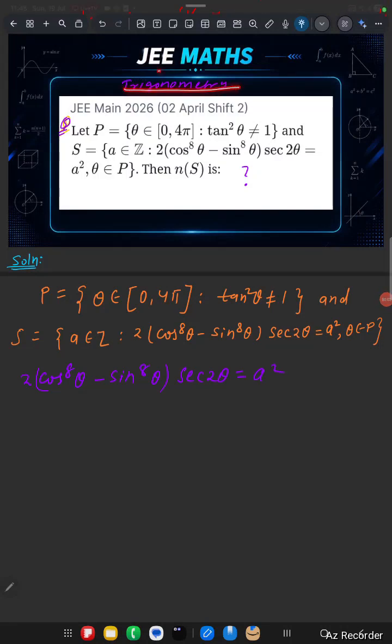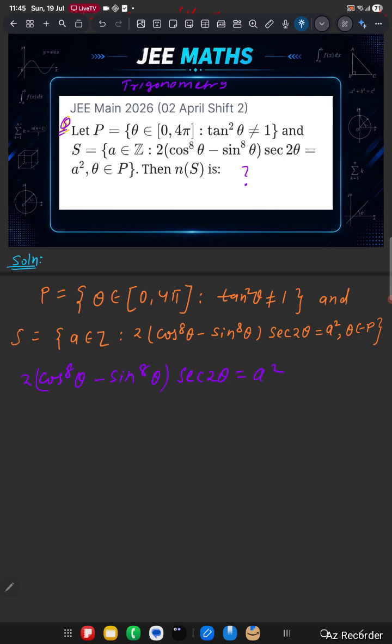Trigonometry question from JEE Maths 2026, asked in 2nd April SIP 2. The question is like this: let P be a set in which theta belongs to the closed interval 0 to 4 pi such that tan square theta is not equal to 1. Means at least theta will not be equal to pi by 4.